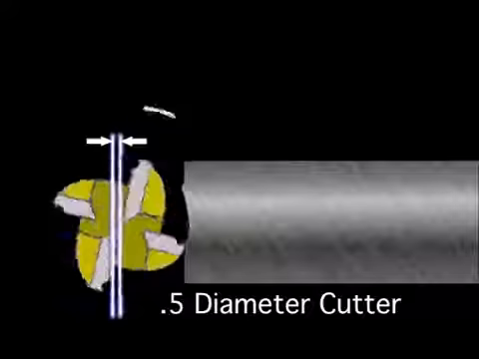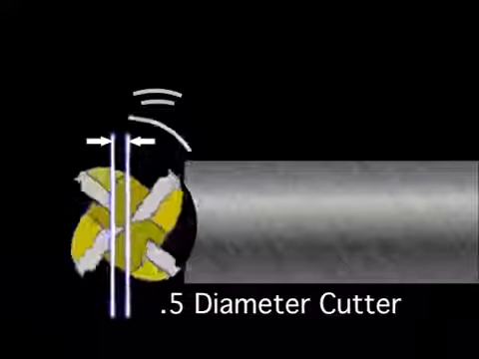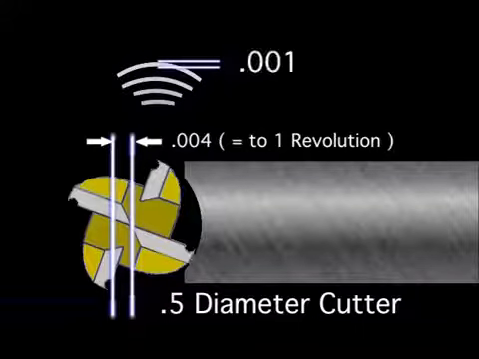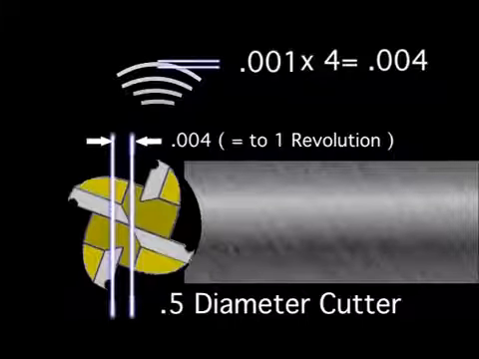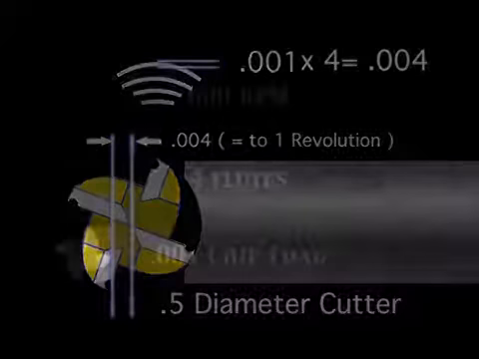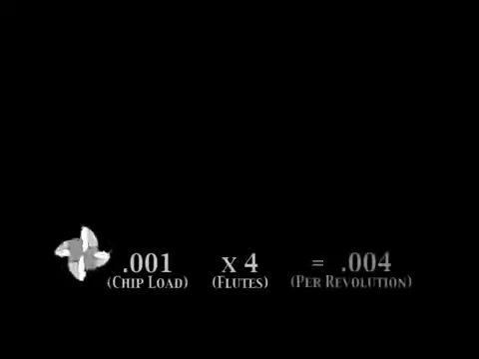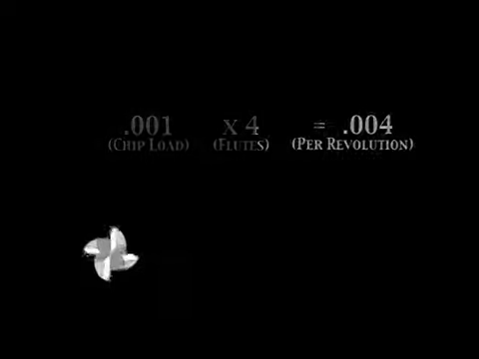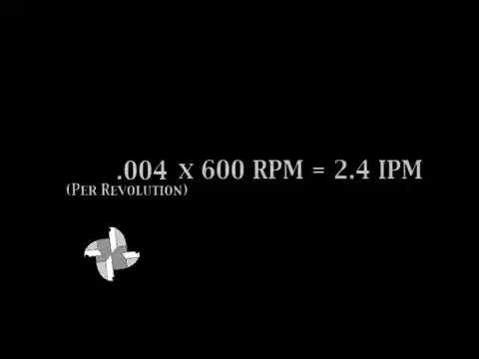The chip load is the amount of material removed by one cutting edge. With a 4-flute end mill, every rotation makes 4 cuts. Since each flute cut 1/1000th of material every rotation, the tool must advance 4/1000 into the work each rotation. If the cutter is rotating 600 revolutions every minute and can safely travel 4/1000 every rotation, how far can the tool travel in a minute? Multiplying 600 RPMs by 4/1000 gives us 2.4 IPM.